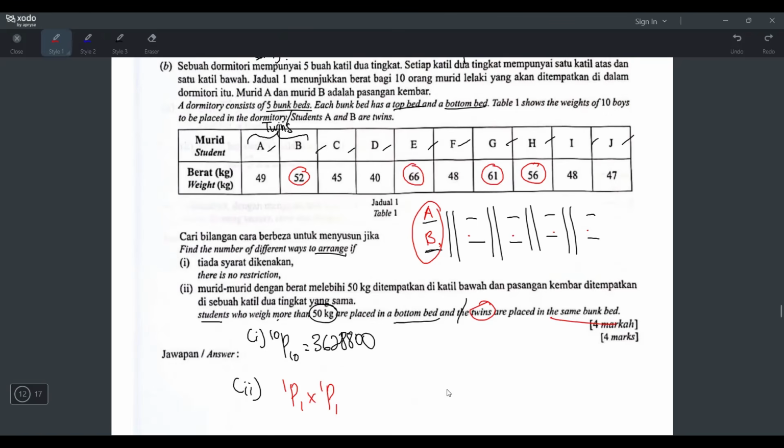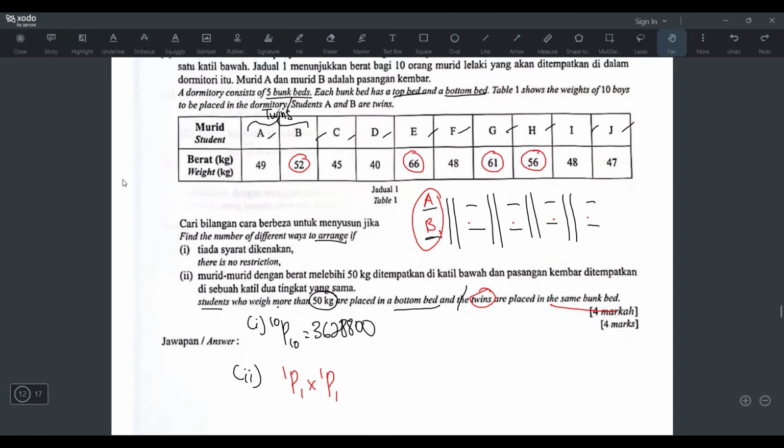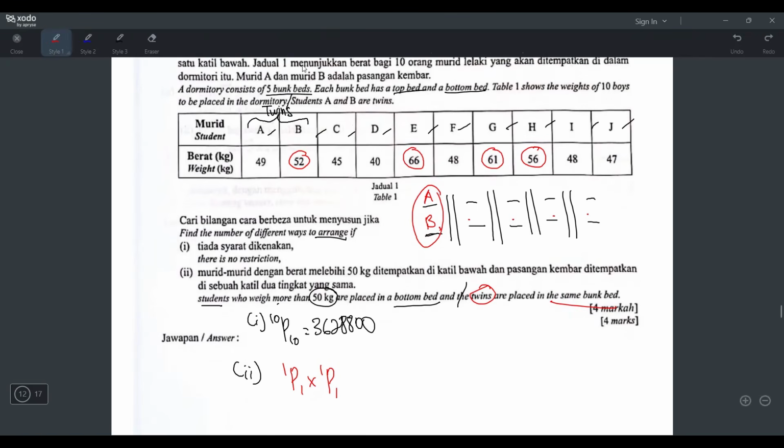So later at the end, you have to times 5. Yeah, later in the end, you have to times 5. Okay, wait, actually there are two ways to do this. I'll explain the second way later. So, assuming that the twins sleep in this bunk bed, B has to sit at the bottom, A sits at the top. Why can you not do 2P2? Why cannot do 2P2?